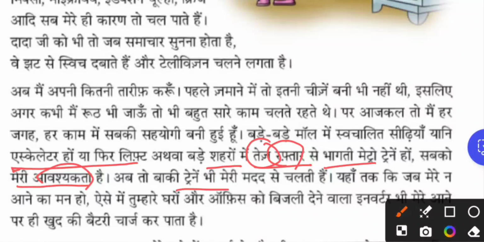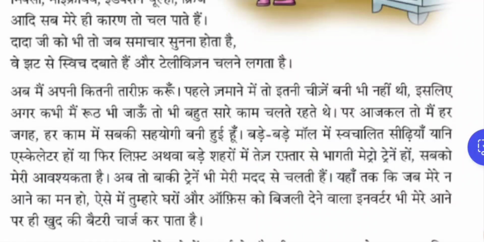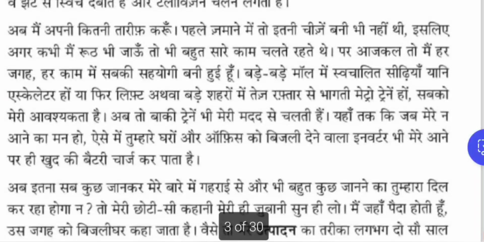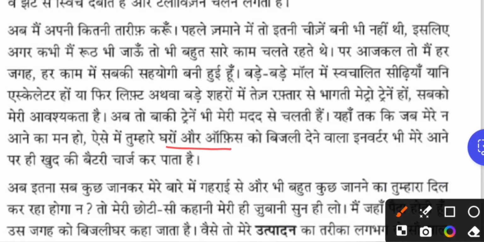अब तो बाकी ट्रेनें भी मेरी मदद से चलती हैं. And there are other normal electric trains which also need electricity. यहाँ तक कि जब मेरे ना आने का मन हो, if I am not feeling that I have to come, that is, if current is not there, ऐसे में तुम्हारे घरों और ऑफिस को बिजली देने वाला इन्वर्टर भी मेरे आने पर ही खुद की बैटरी चार्ज कर पाता है. So in the office and the house which you are using, an inverter is used, right, when current is not there. After the current comes, what do we do? We charge the inverter, right? So खुद की बैटरी means the inverter or battery is charged once the current comes, using the electricity.